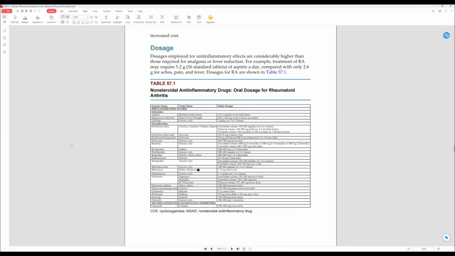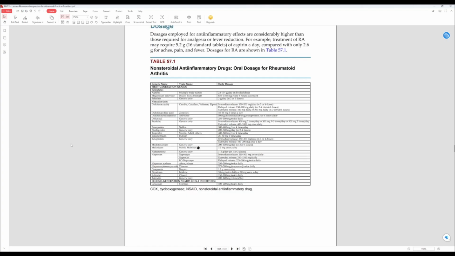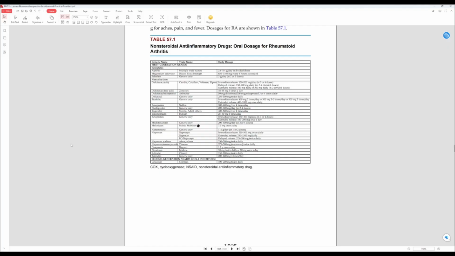So that brings us to dosage. Dosages employed for anti-inflammatory effects are considerably higher than those required for analgesia or fever reduction. For example, treatment for rheumatoid arthritis may require 5.2 grams or 16 standard tablets of aspirin a day, compared with 2.6 grams for aches, pains, and fevers. The dosages for rheumatoid arthritis are shown in the following table. So here's an excellent spot to hit pause and take a look at different first and second generation NSAIDs and their dosages.